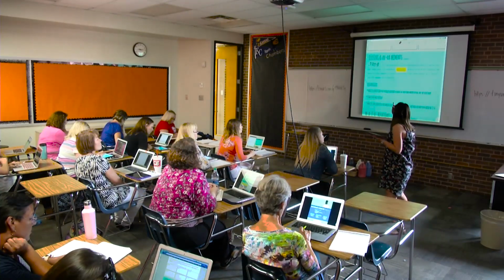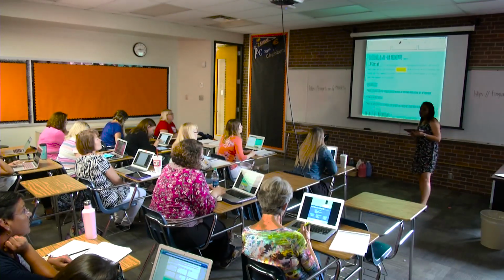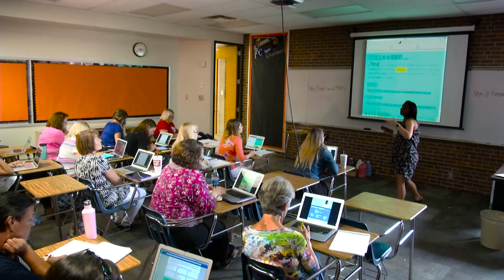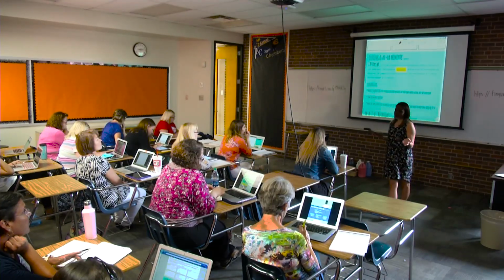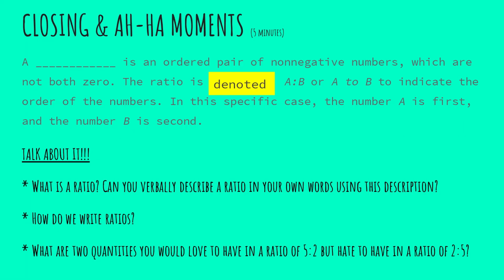And then this is where I would have them talk again with a partner, or maybe with me, or maybe we'd split into groups of 3 or 4. Maybe I would have them just record their answers on Seesaw and send it to me. But these are those star points again. So we're talking. What did you learn today? What is a ratio? Can you verbally describe a ratio in your own words? How do we write ratios? What are 2 quantities that you would love to have in a ratio of 5 to 2, but hate to have in a ratio of 2 to 5?